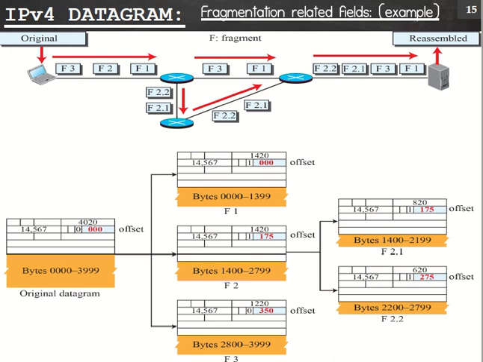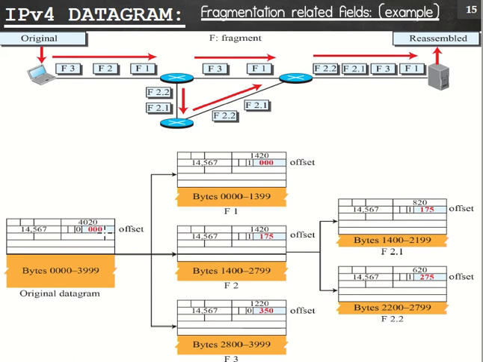Even if each fragment follows a different path and arrives out of order, the final receiver can still reassemble the original datagram from the fragments received using the following strategy. First, the first fragment has an offset field value of 0. So initially the offset value will be 0. Divide the length of the first fragment by 8. The second fragment has an offset value equal to that result.